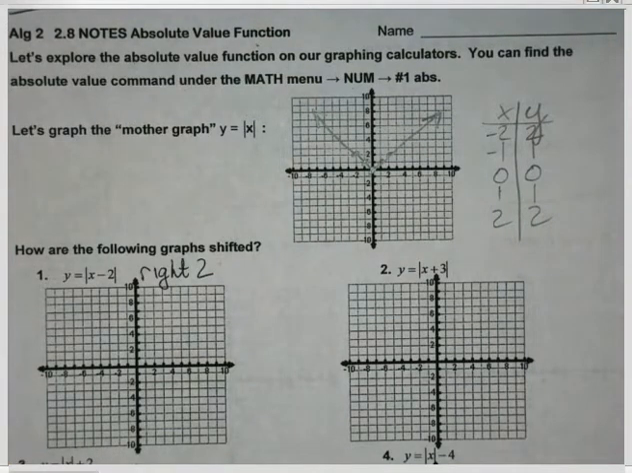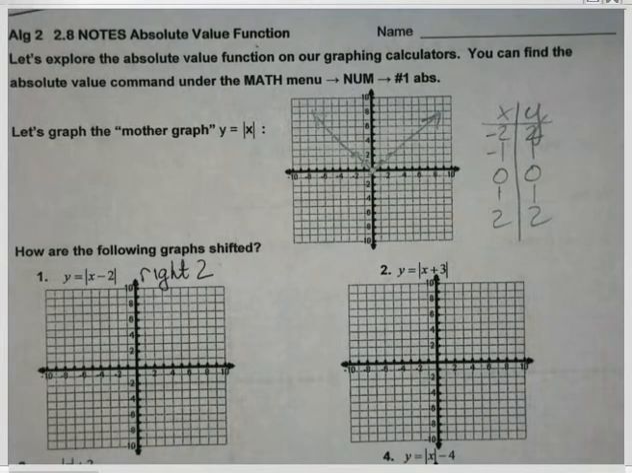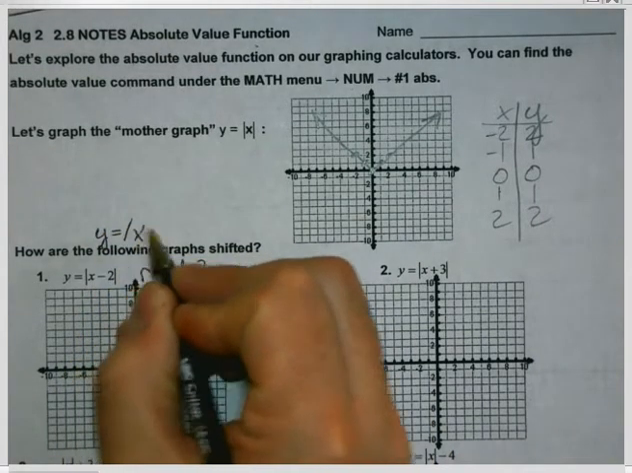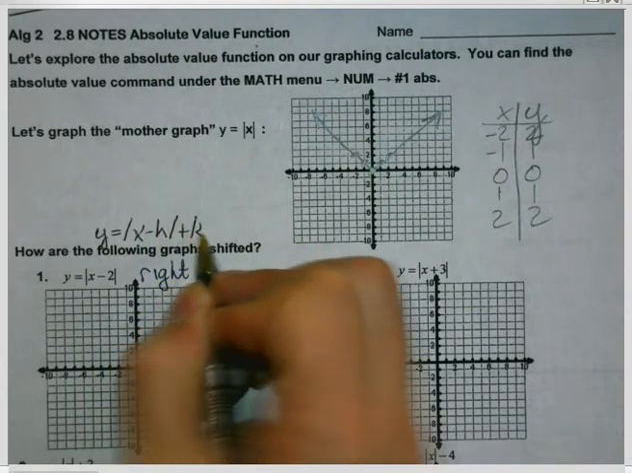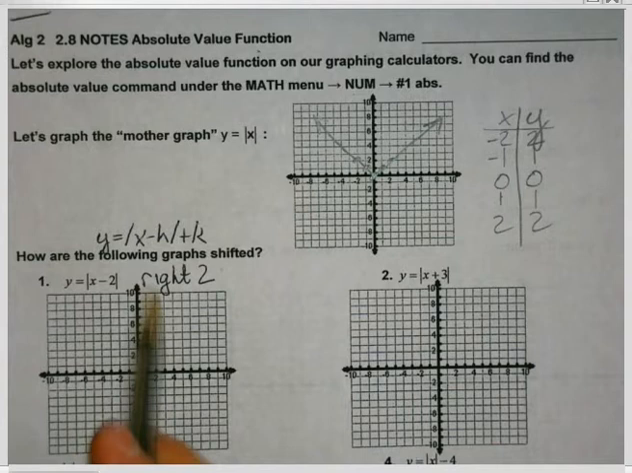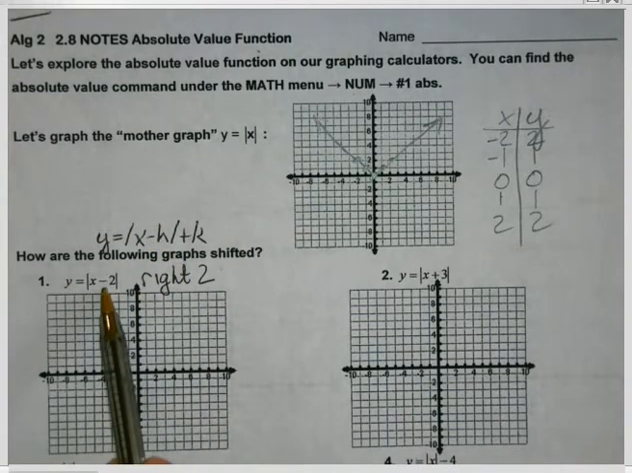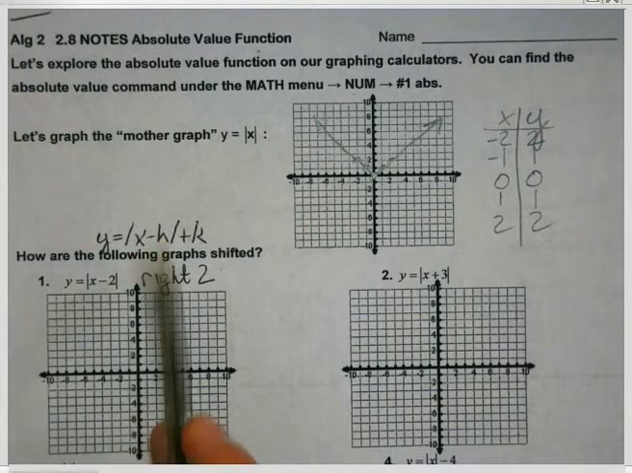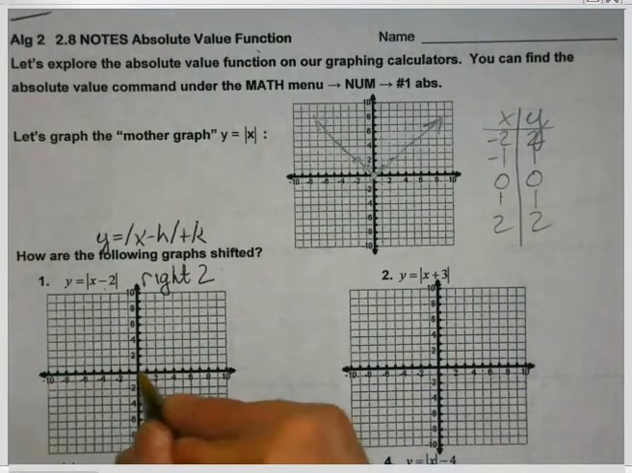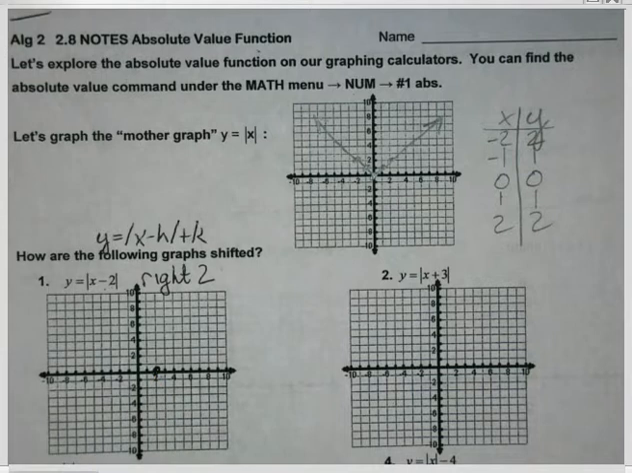And again, the reason for that, when you're trying to move around, is this is the actual mathematical form for an absolute value function. And you'll notice inside here it says x minus h. It's the opposite. So if I see this as minus 2, okay, the opposite would be a positive 2, or a right 2 shift. So here's how cool this works. I shift right 2. Since my mother graph starts at 0, I'm going to shift right 2.